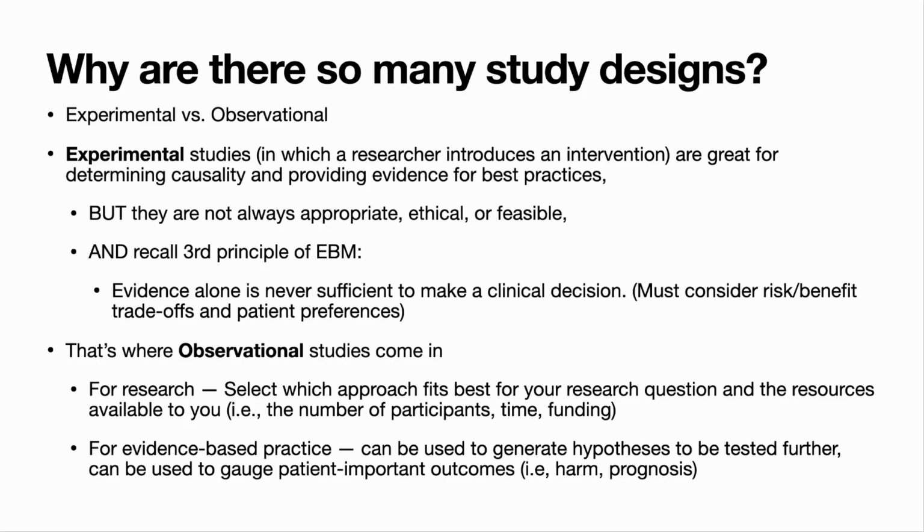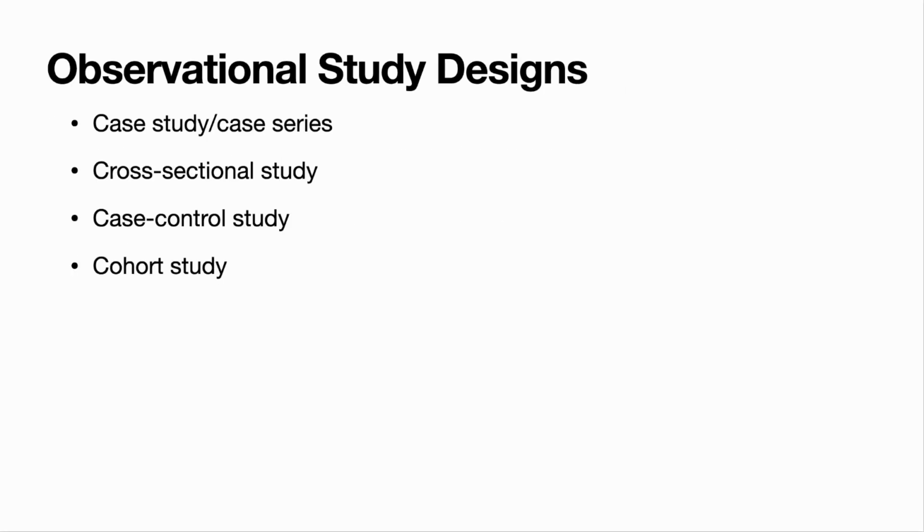So that is what we're going to be looking for in our PICO question. And just as a reminder, we have several observational study designs. We have our case study and our case series, our cross-sectional study, our case control study, and our cohort study. Most likely we will be looking for a case control study or a cohort study in this circumstance.